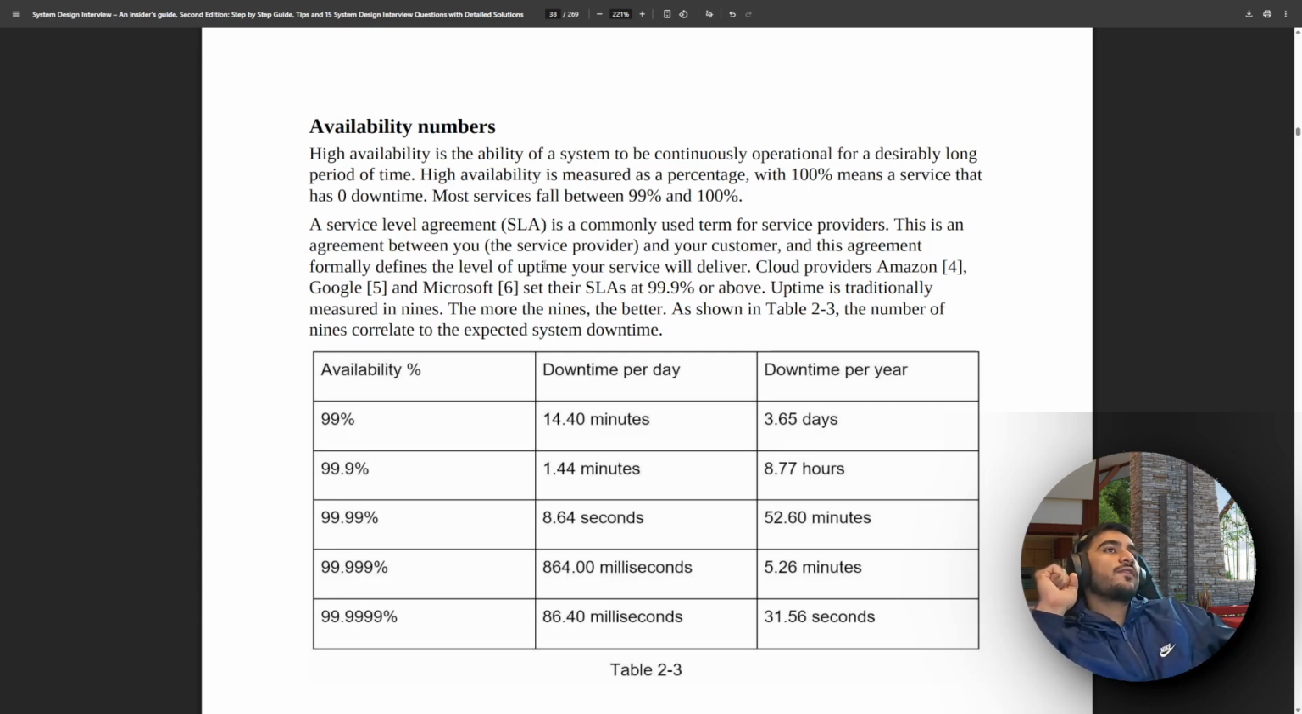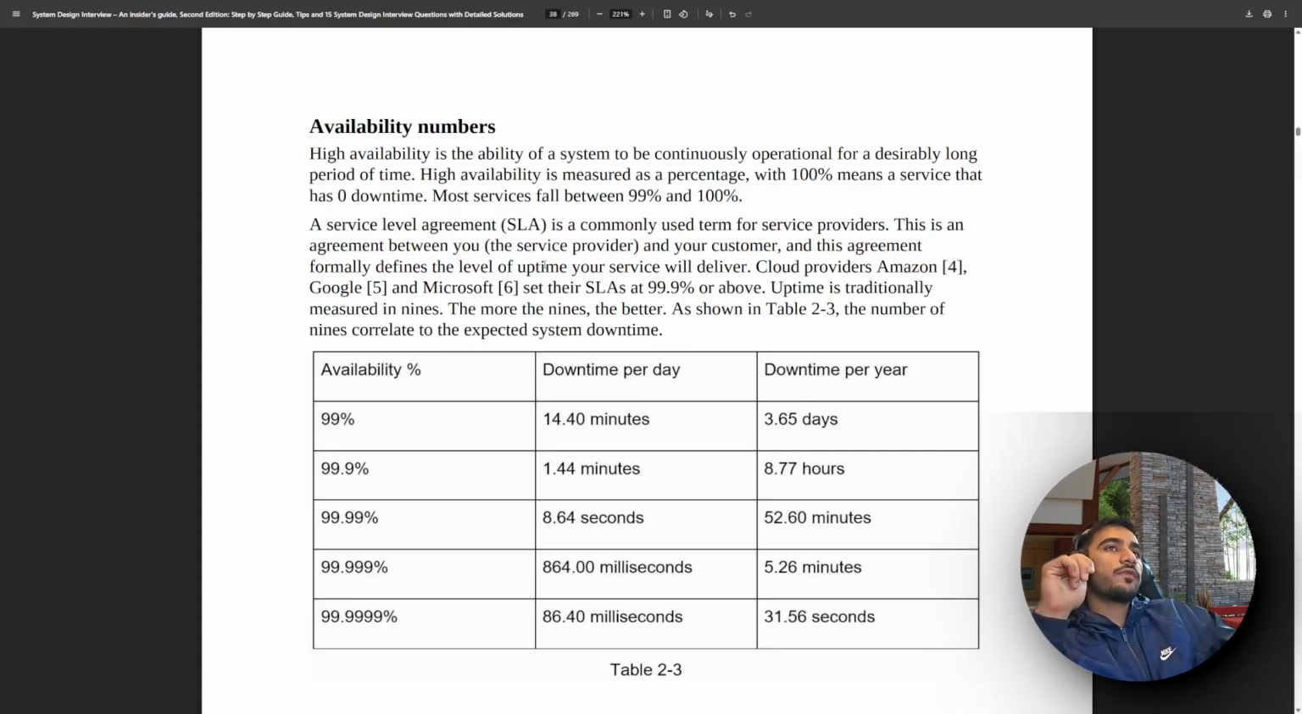High availability is the ability of a system to be continuously operational for a desirably long period of time. High availability is measured as a percentage, with 100% meaning a service that has zero downtime. Almost nothing with 100% uptime exists.